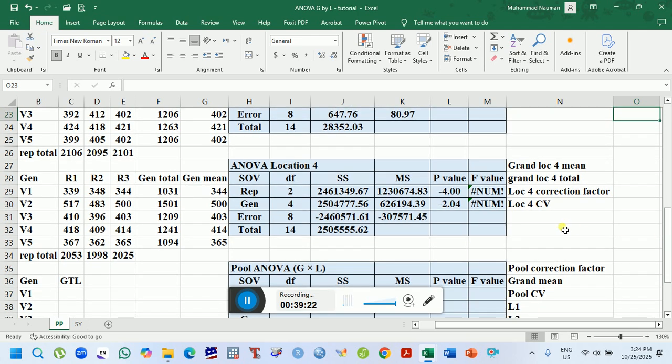Now again we will calculate with the same method for location 4.